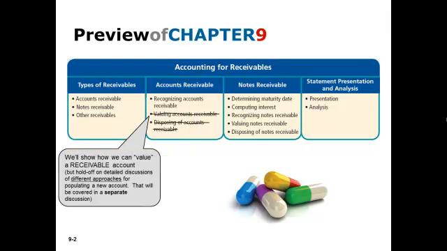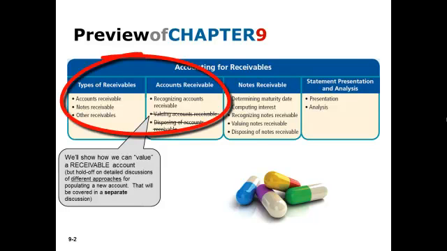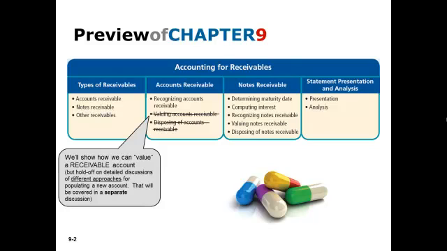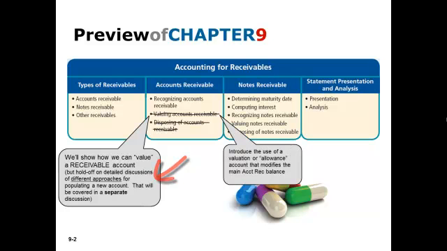Again, we'll hit the first two boxes here, types of receivables, and we'll get into recognizing receivables and their collectibility. We'll show that we can value a receivable account at an amount different than its original value, but we'll hold off on detailed discussions of different approaches for populating a new account. That will be covered in a separate discussion. But we'll introduce the use of a valuation or allowance account that modifies the main account receivable balance, reduces its expected collectibility.